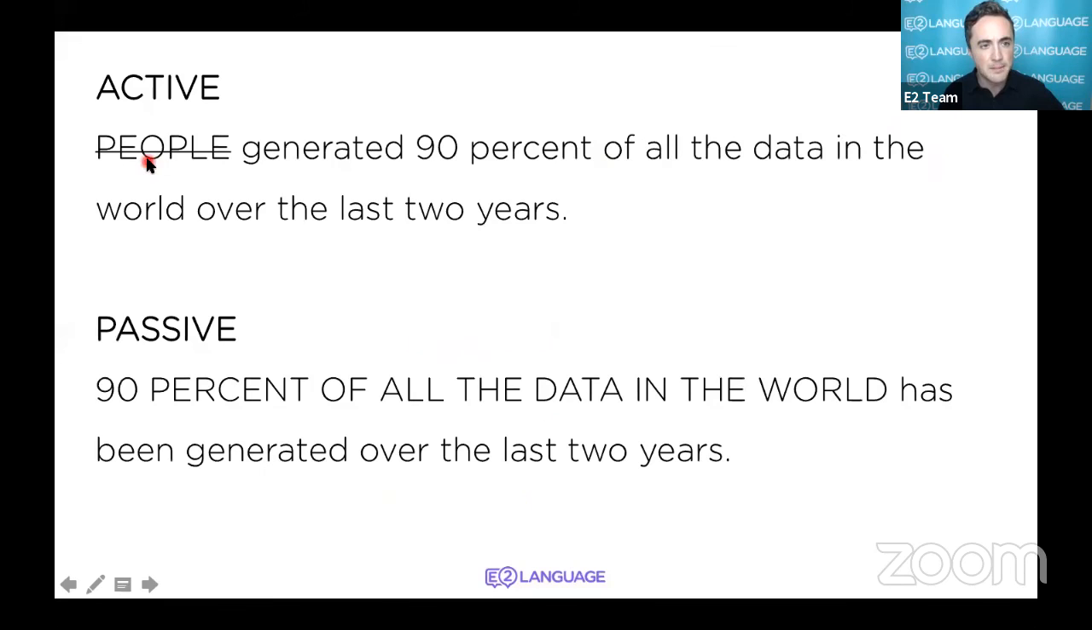You know, people generated 90% of all the data in the world over the last 2 years. Active sentence, it's fine. But do we care about people? Not really here, because it's not the point of the sentence. The more important aspect is that 90% of all the data in the world has been generated over the last 2 years. So what we've done is we've removed this subject, switched it around, written a passive sentence, and we've made this the subject. 90% of all the data in the world has been generated.